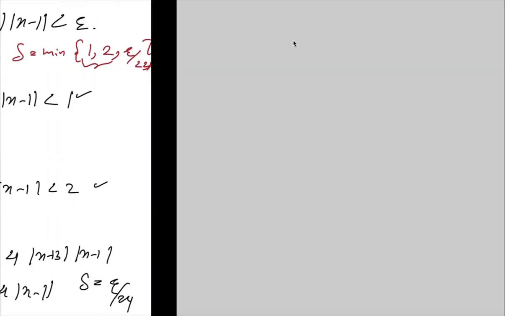Yeah, someone is asking to do one more question. Okay, so I will show one more question. Let's say the limit as x goes to minus 1 of x squared plus 2x plus 1. So this limit equals 0.